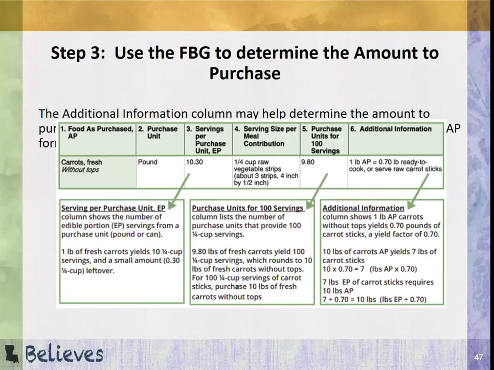Continuing on to the next step, the additional information column may help determine the amount to purchase when the form served is different from the food as purchased form. In this example, fresh carrots without tops will be prepared to make carrot sticks. These fresh carrots will need to be peeled and trimmed, so not all of the purchased amount is edible. Therefore, for every pound of carrots as purchased in this example, only 0.7 pounds will be creditable as edible vegetable.